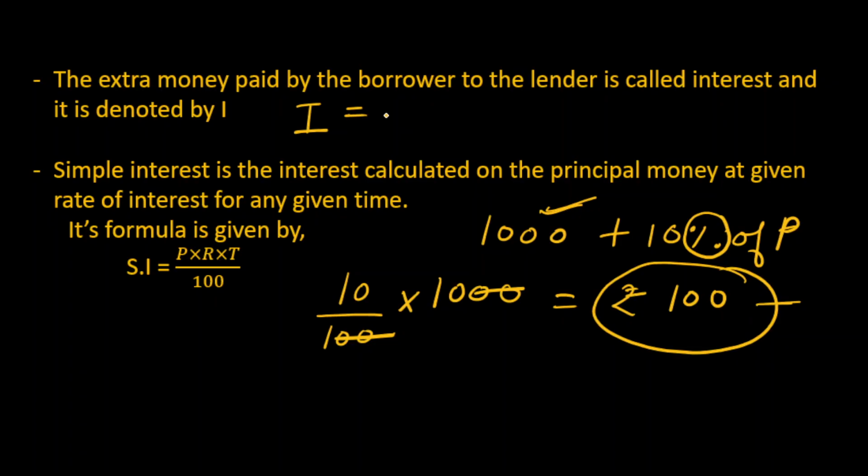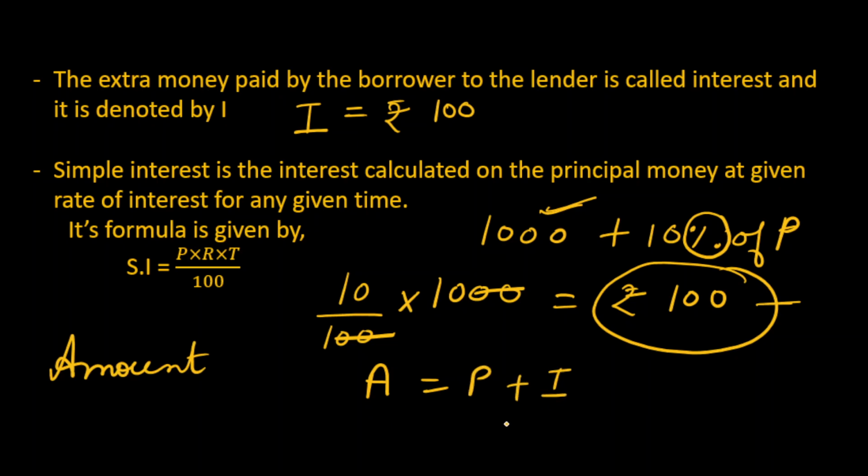So what is this 100? This 100 is only the interest. You are paying this as the interest. So what you are paying in total, the total money which we are paying, is known as amount. That is principal plus interest. So here, 1,000 plus 100, that means 1,100 we are going to pay at the end of 1 year.